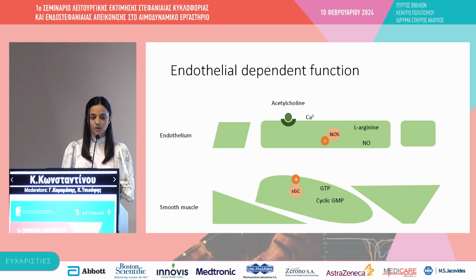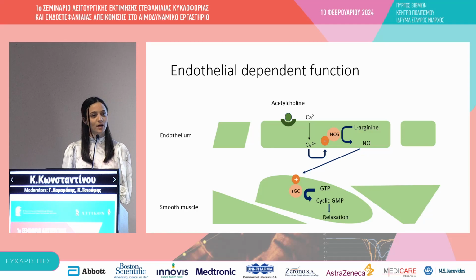So how acetylcholine should work when administered as a slow infusion in a coronary artery: it should bind to the endothelium receptors, causing an influx of calcium into the cells, activating NOS, which converts L-arginine to nitric oxide, which then activates sGC that converts GTP to cyclic GMP, causing smooth muscle relaxation. So a slow infusion of acetylcholine in a coronary artery should cause smooth muscle relaxation and should increase coronary flow if you've got a normal endothelial function.